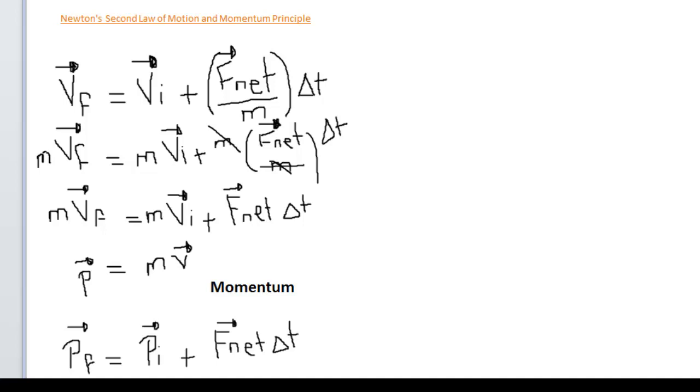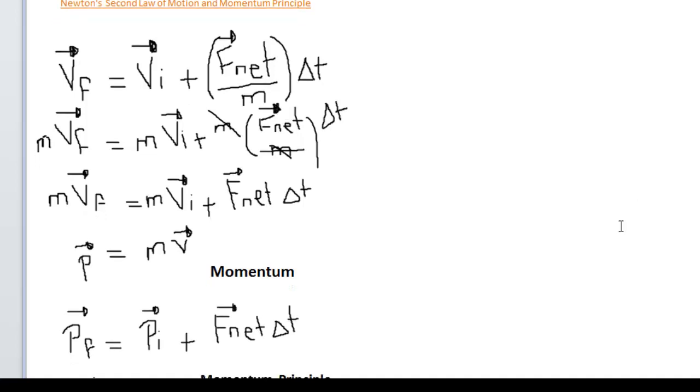If we apply a little bit of algebra, multiplying by mass, we get a new formula: mass times v final equals mass times v initial plus F net times delta t. We call momentum the product between mass and velocity, and that brings us to the momentum principle: p final equals p initial plus F net times delta t.